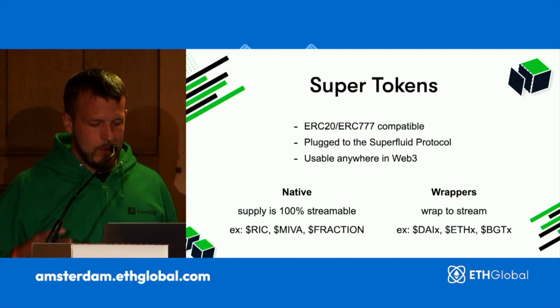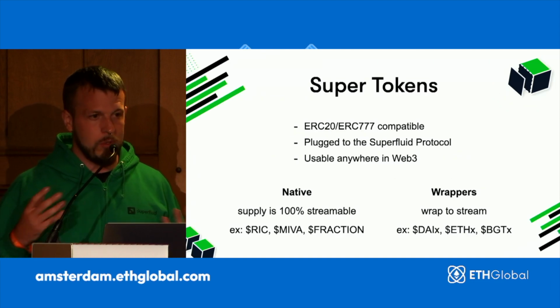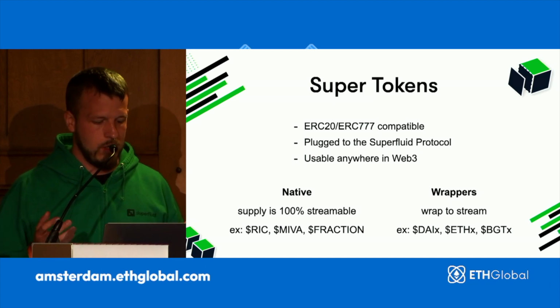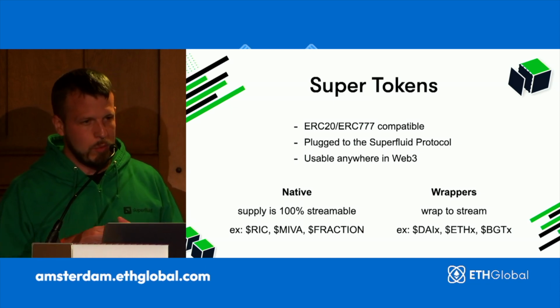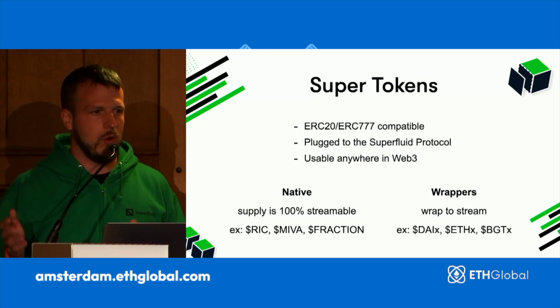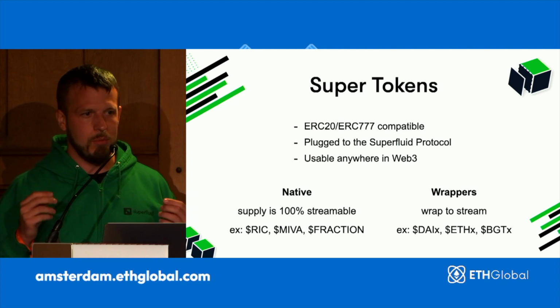So the basic units of Superfluid are super tokens. They're just tokens, right? They're ERC20. They're also ERC777. This means that you can use them everywhere. They're also plugged into Superfluid, but again, they're usable everywhere in Web3. They're just normal tokens. So you can use them from a Gnosis Safe. You can put them in a Uniswap pool. Whatever you want, you can do.